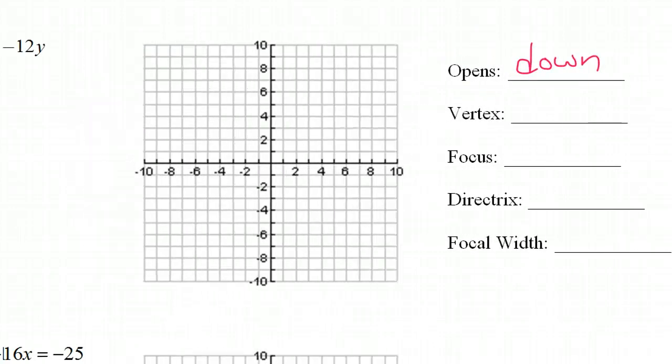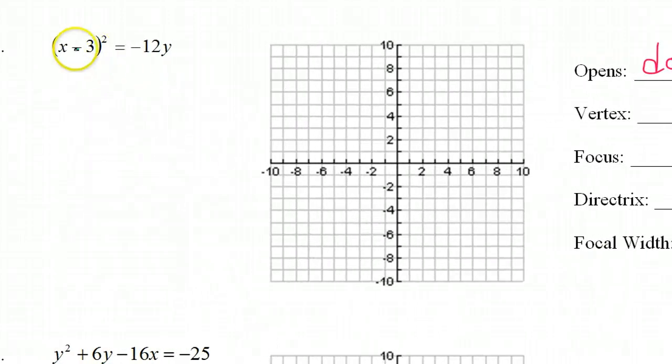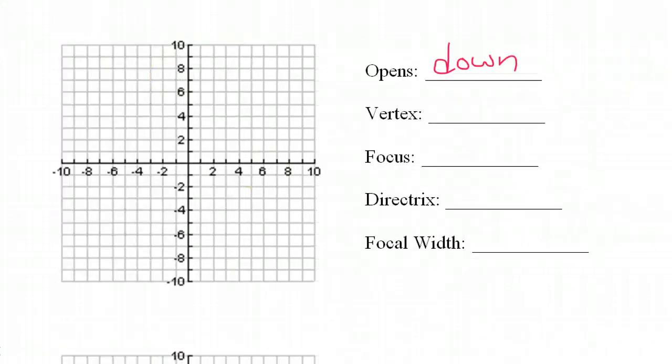Okay, and now the vertex. The vertex is going to be the opposite of this and the opposite of that. So this is going to be positive 3 comma 0. Remember, when it's just a plain y, that's just like having y minus 0. So that's 3 comma 0. So that puts the vertex right here, 3 comma 0.